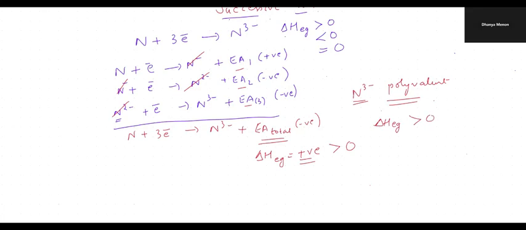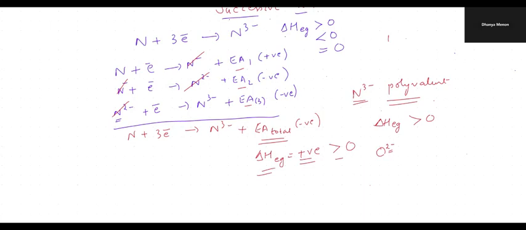Okay, so polyvalent ion means showing more than one valency. For example, if I say oxygen 2 minus, the valency is 2 minus, right? It's not 1. If the valency is 1, you call it univalent. If it is 2 or more, we can call it polyvalent. So in this case, it is polyvalent. So in case of polyvalent anions, electron gain enthalpy is greater than 0.